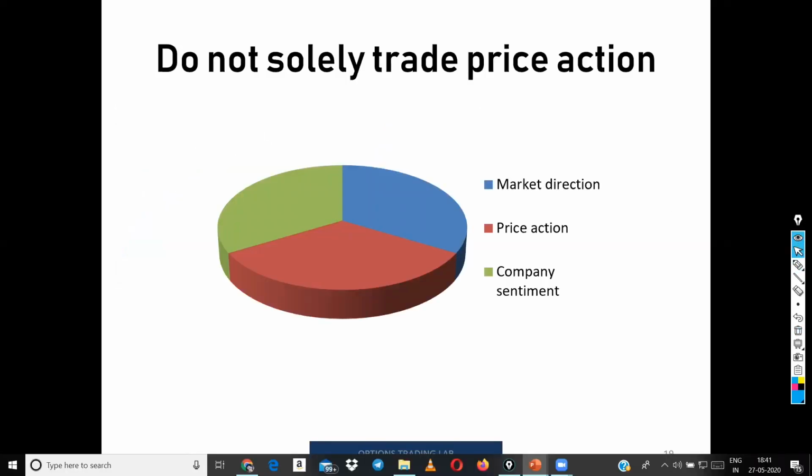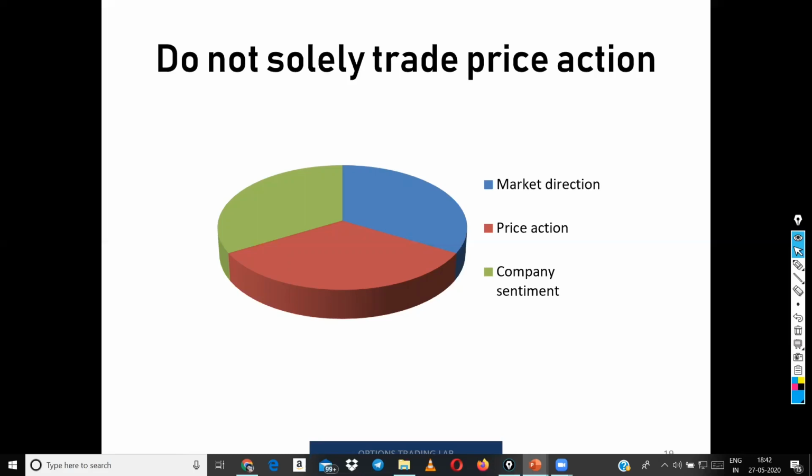And do not ever solely trade on price action, because price action works usually after 30 minutes after the market opening. With price action only, there is a chance that you might get trapped in fake outs. First, you have to consider the overall market direction. When you select a stock, you have to look at the company sentiment. Company sentiment means, is there any announcement that the company is about to make, or earnings result, or any other important news regarding the company.